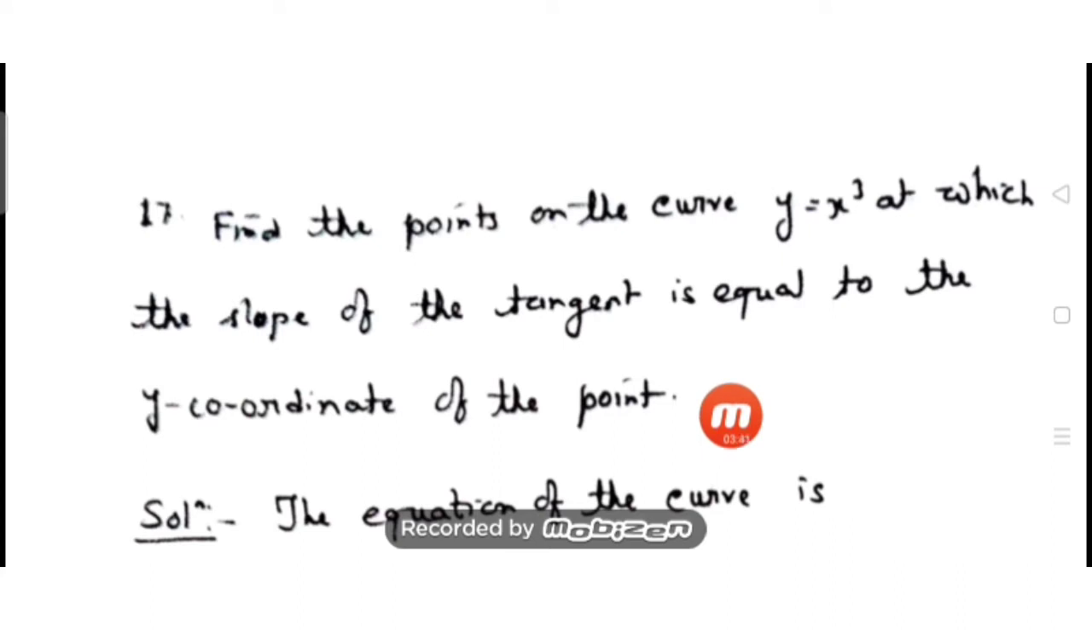So if I take the point as (x, y), then the slope of the tangent is dy dx. According to the question, the slope of the tangent, that is dy dx, is equal to the y coordinate of the point. And what is the y coordinate? It's y. Instead of taking (x, y) as the point, you may take another point also, like (x1, y1) or (a, b), any other point. But I have done the solution by taking (x, y) as the point.